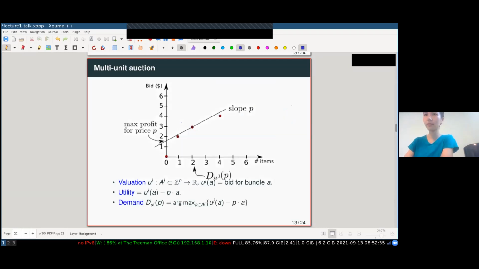As I change the price, that changes the slope of the line, and that changes which bundle the agent wants. From the viewpoint of the auctioneer, I just want to keep track of, if I announce to you this price, which bundles do you actually want? And that's called the demand set. The demand set of this agent at price P is the set of A such that the agent's utility is maximized at A when the price is P. For example, for my P here, the demand set is the set {2}. So the agent in this case exactly wants 2 bananas at this price P.